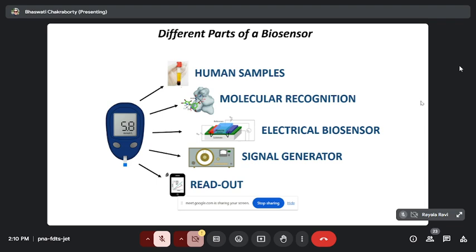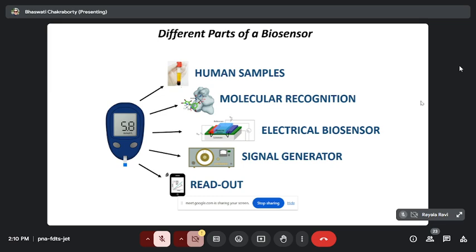And then comes the molecular recognition element. This is basically antibody molecules or aptamer molecules, which are the binding agent between the active area of the sensor surface and the target detection molecule which we want to detect.